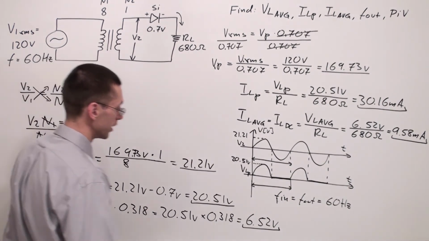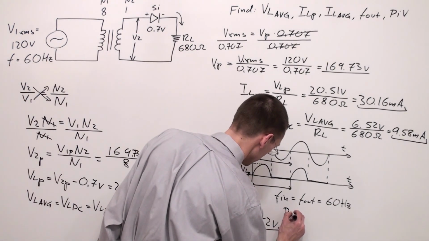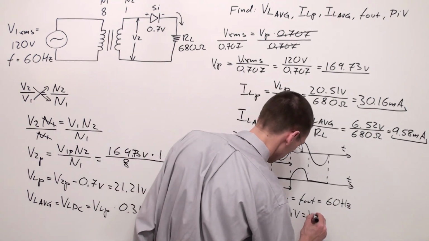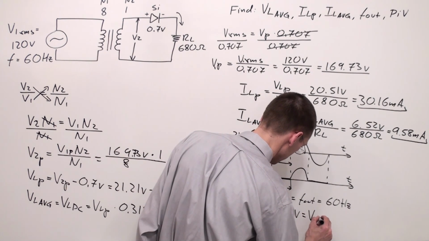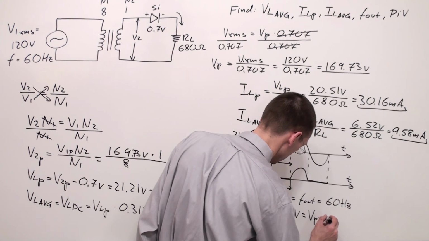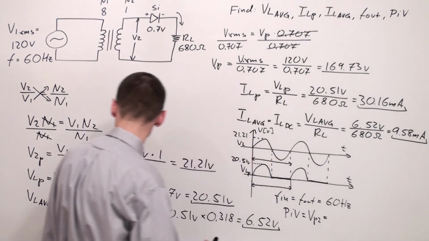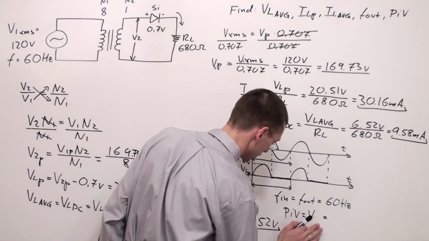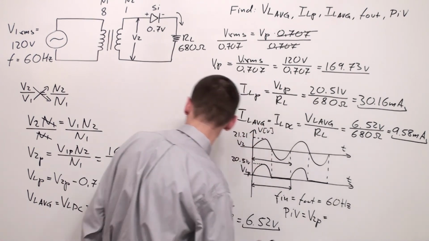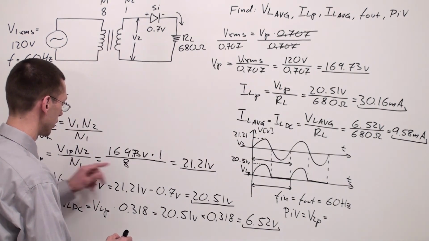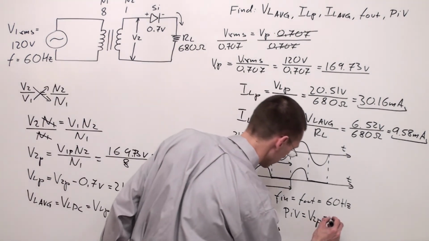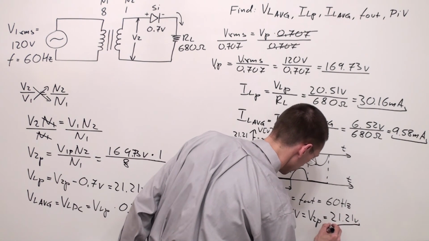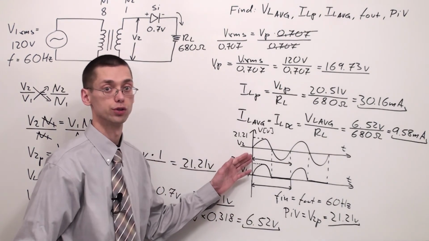And we're supposed to find PIV, peak inverse voltage, which for a half-wave rectifier is always equal to the secondary peak voltage. So this is equal to V secondary peak. V secondary peak is equal to 21.21 volts. And these are the solutions to this problem.